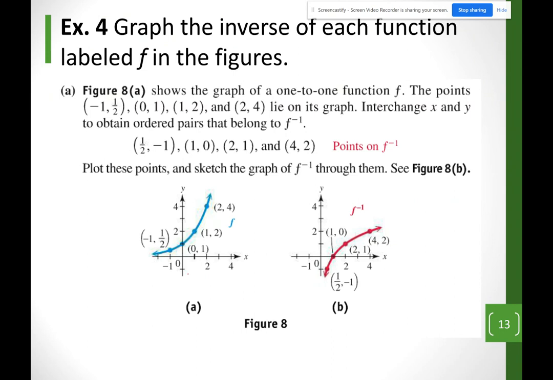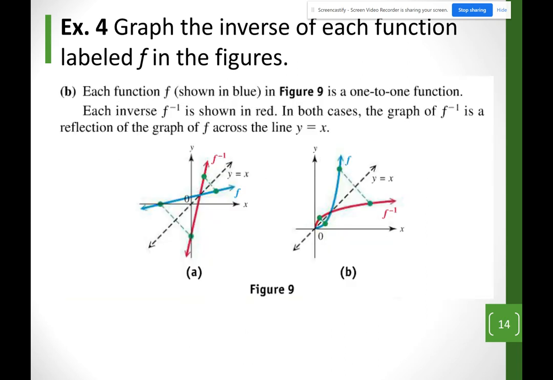So matter of fact, if I was to graph these, that's how f of x looks. In red is the f inverse of x, and if you imagine the line y equals x, you see they will be reflecting. That's another example of how the book shows you the original function and the inverse, they look like a reflection across the line y equals x.